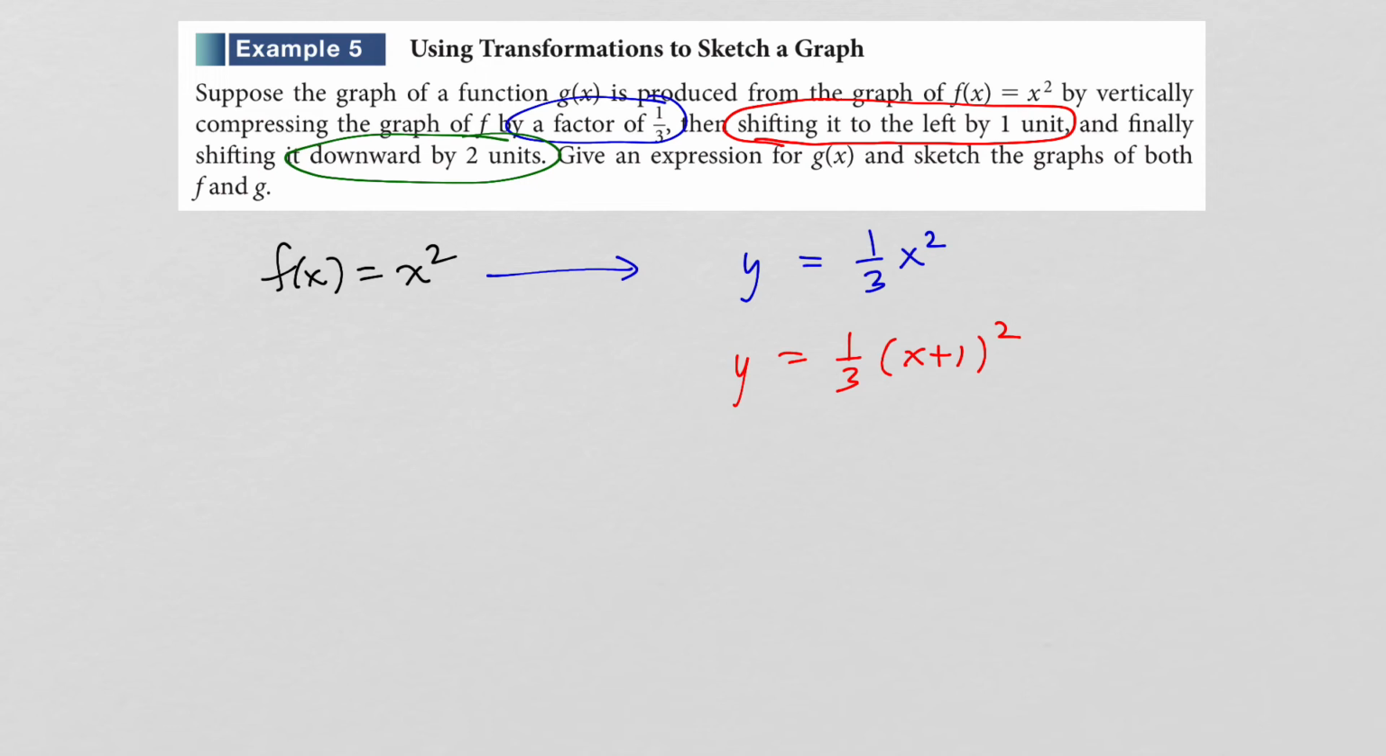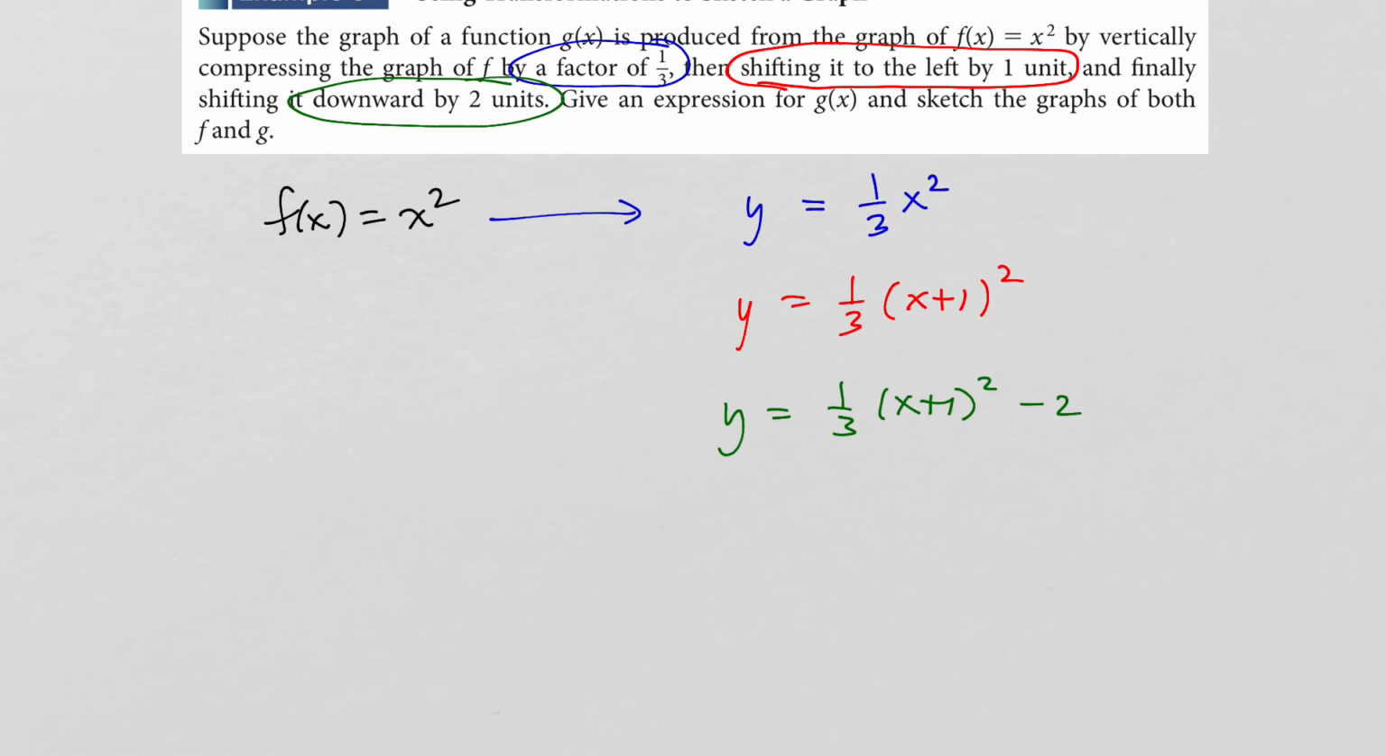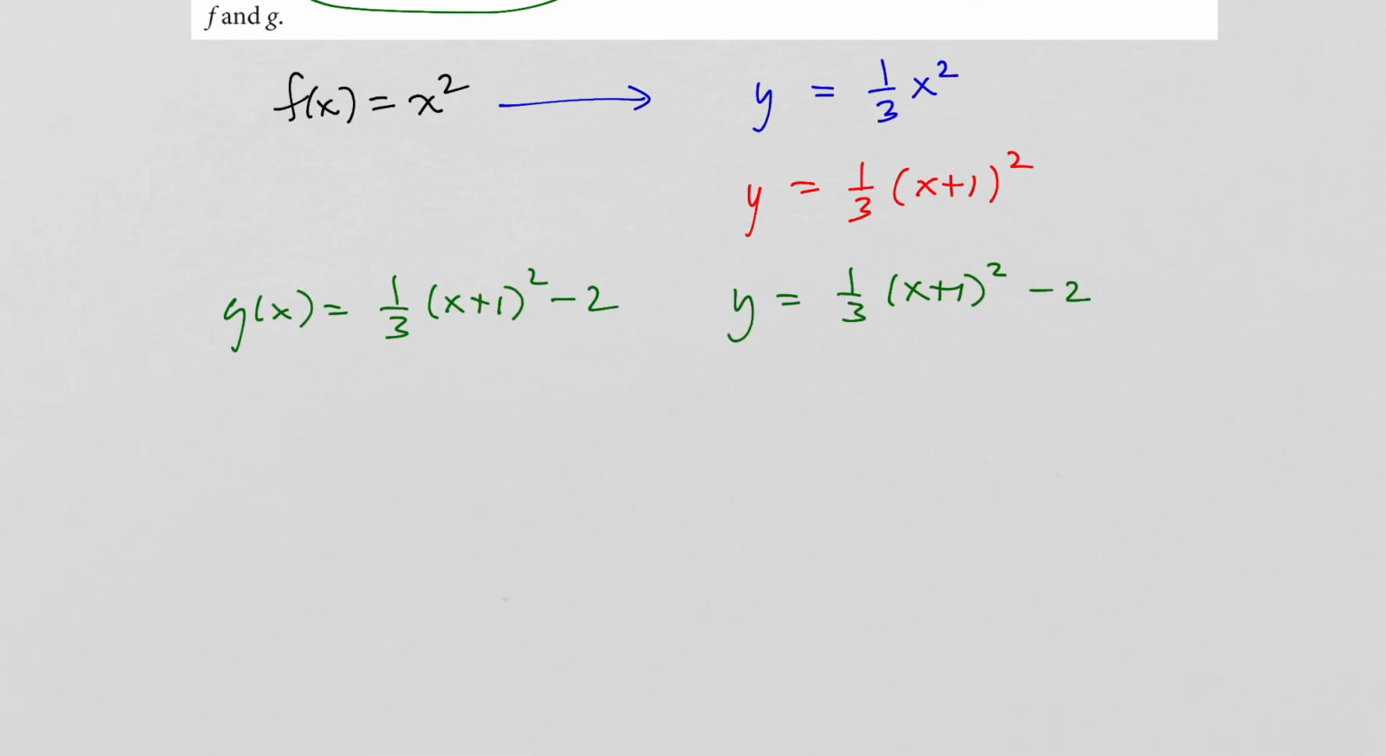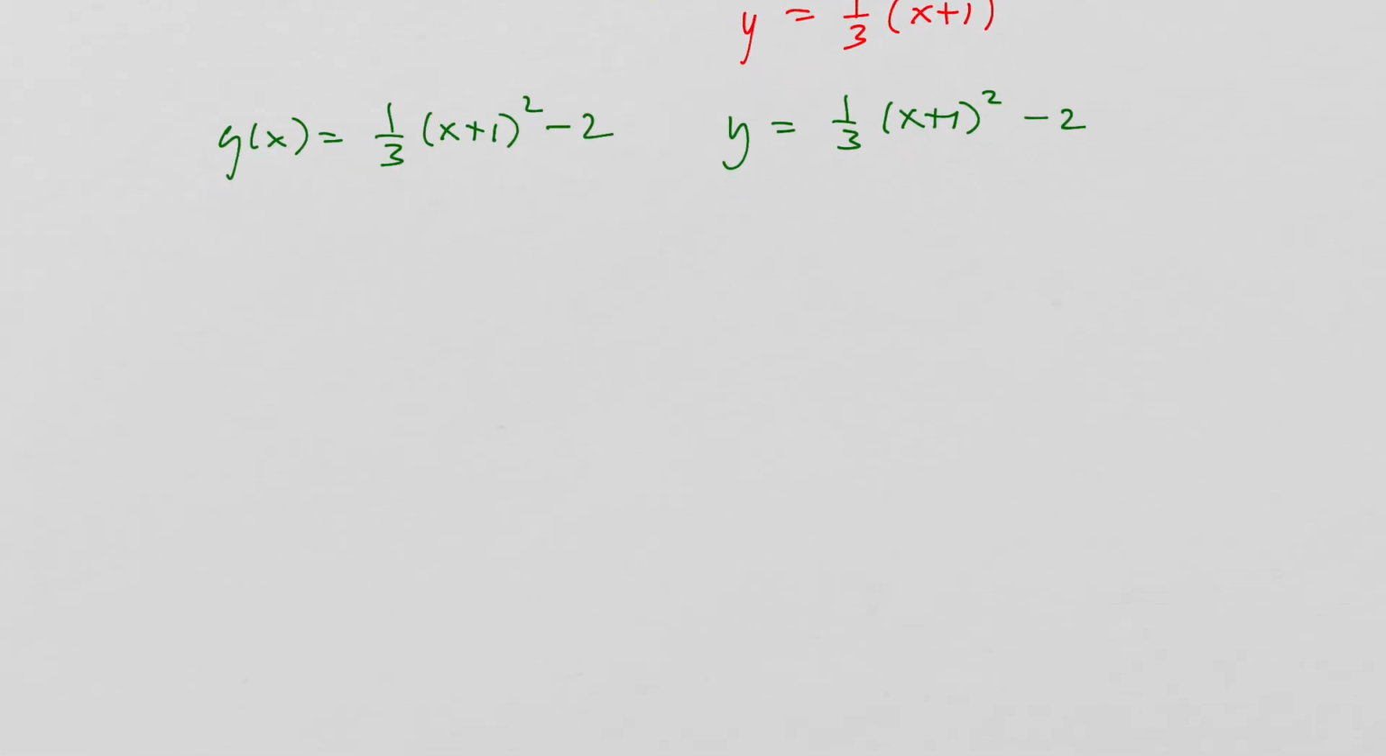And finally, we want to shift the graph downward by 2 units. How do you shift something up or down? Well, pretty simple. All you have to do is add or subtract the number outside the function here. So the final thing we're going to take what we have in that last step, and then to shift it down by 2 units, we're going to subtract 2. And this is what g of x would be. G of x would be 1/3 x plus 1 squared minus 2. And now they want us to graph both functions. So let's bring in a couple of graphs, and then we'll graph both functions.